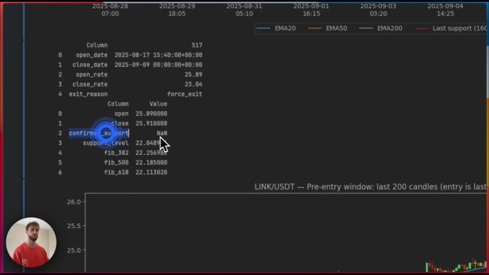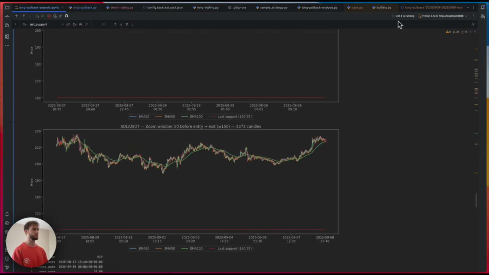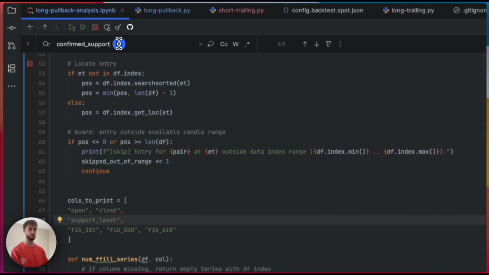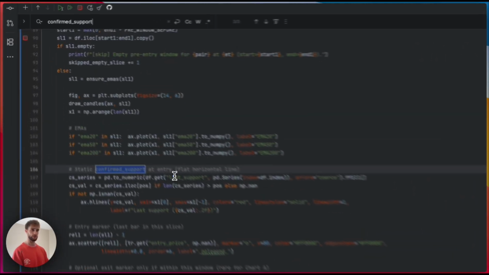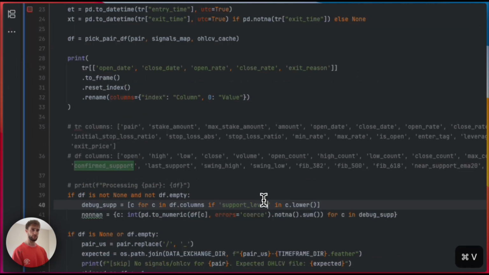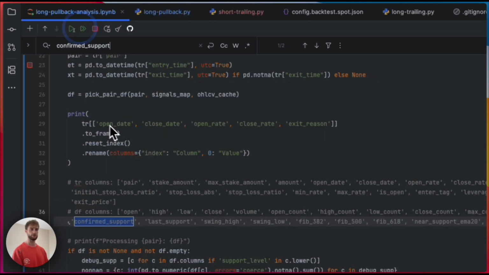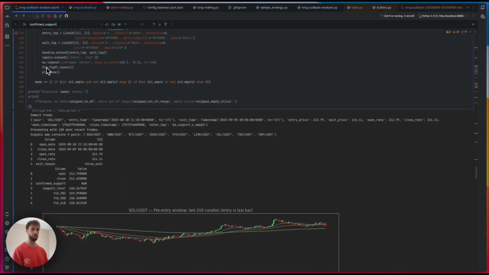Support level. Confirmed support. They're looking for confirmed support. I see. We use support level. Then let's search for confirmed support. I think we should maybe use last support. I think the problem is that I just got lost in terminology here, because I was rushing to do everything. Anyways, let's give it a try.